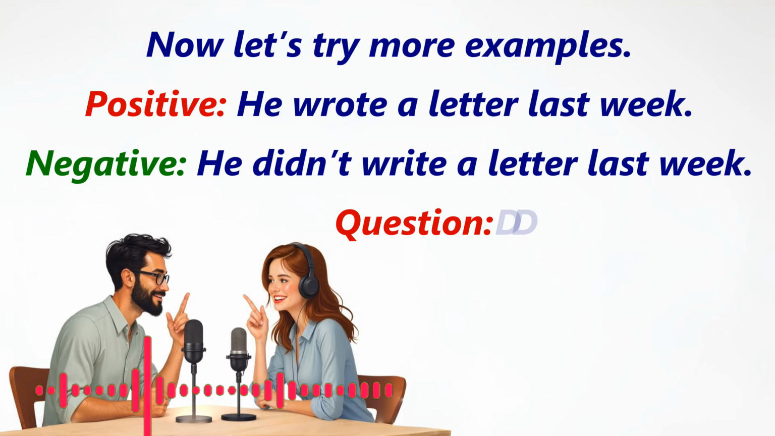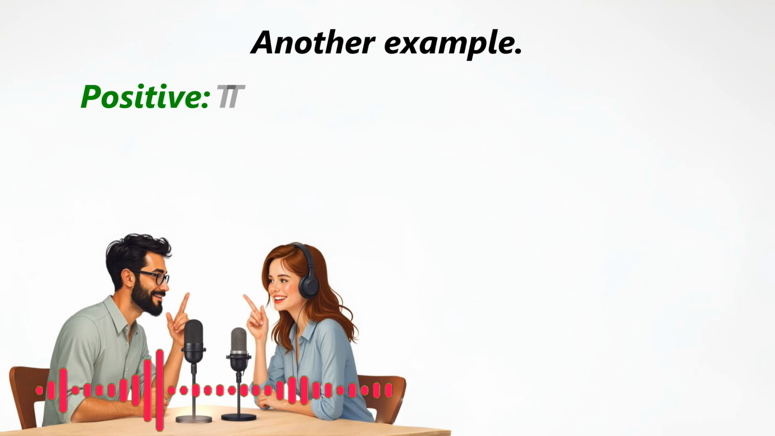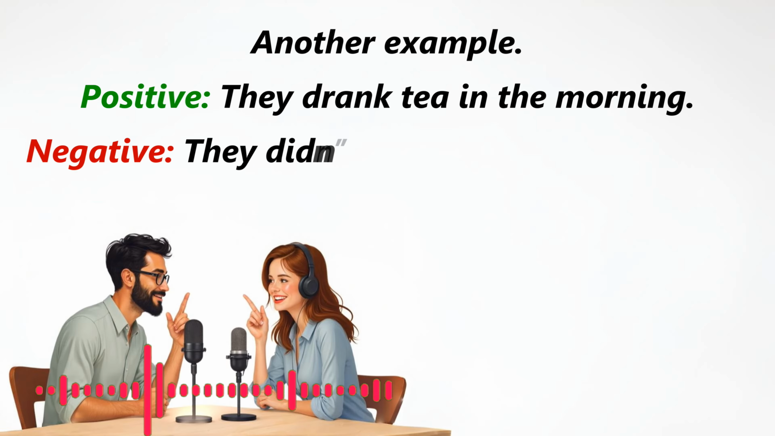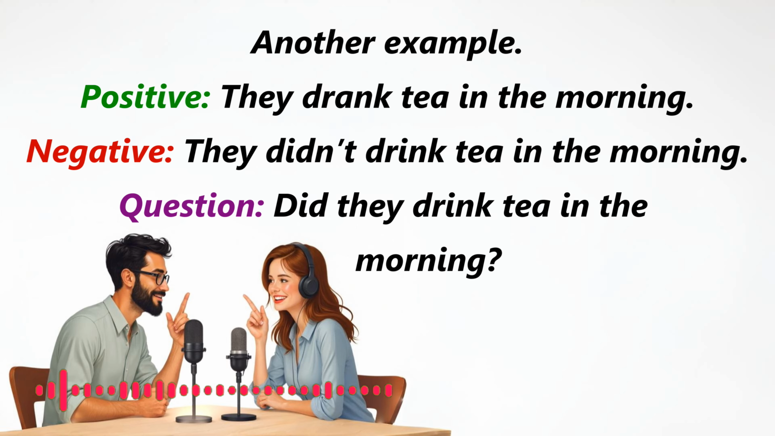Now let's try more examples. Positive. He wrote a letter last week. Negative. He didn't write a letter last week. Question. Did he write a letter last week? Another example. Positive. They drank tea in the morning. Negative. They didn't drink tea in the morning. Question. Did they drink tea in the morning?